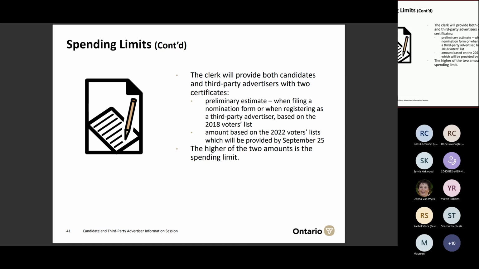If a third-party advertiser has registered in more than one municipality, each registration is a separate campaign with its own spending limits. The campaign finance rules are generally the same for third-party advertisers as they are for candidates. They are subject to the same contribution limits and have calculated spending limits. These include financial filing requirements, requests for extensions, and records. Third-party advertisers are also required to ensure contributions and expenses are tracked and accounted for, proper record retention, proper direction is provided to those incurring expenses or accepting contributions on their behalf, and that spending limits are adhered to. We're going to go to the next slide, please.